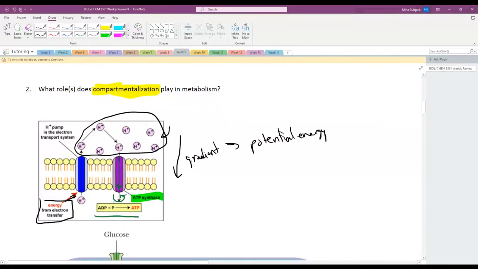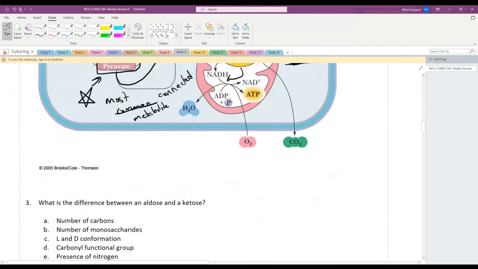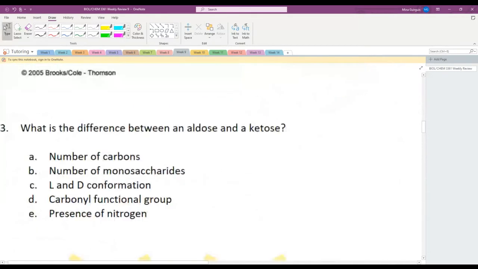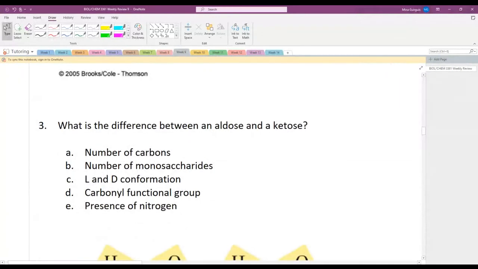Okay, so those are the two important aspects of compartmentalization I want to cover. Now, if I'm not mistaken, yes, we are moving on to carbohydrates.